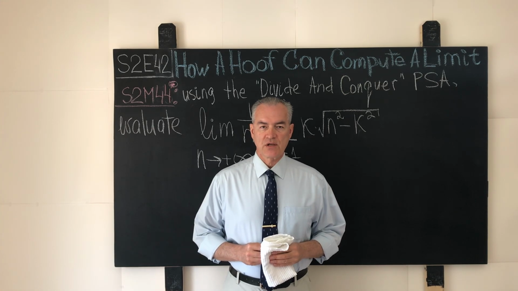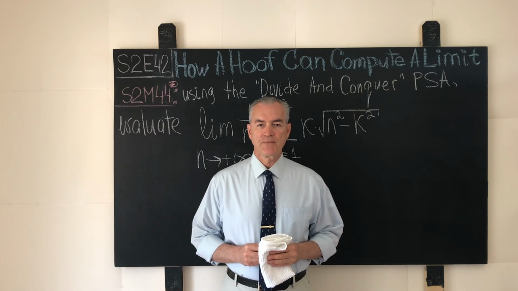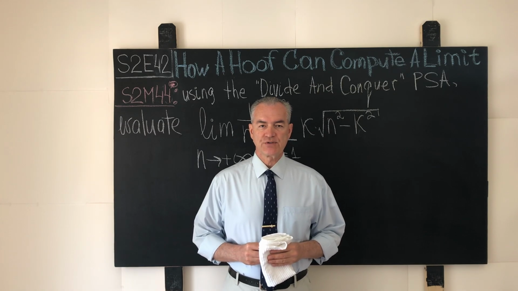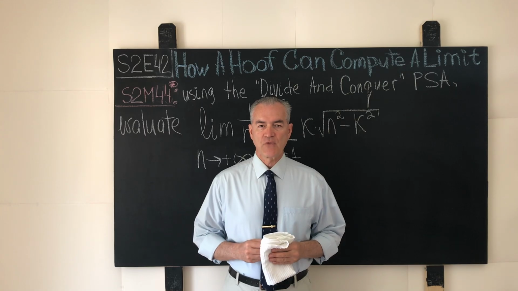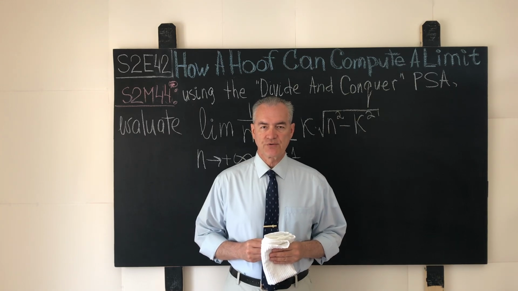Welcome to the Problems Channel Season 2, Episode 42, the episode which I titled How a Hoof Can Compute a Limit, because in this episode we will do precisely that. We will use a geometric object known as a hoof of Archimedes to evaluate a certain limit.